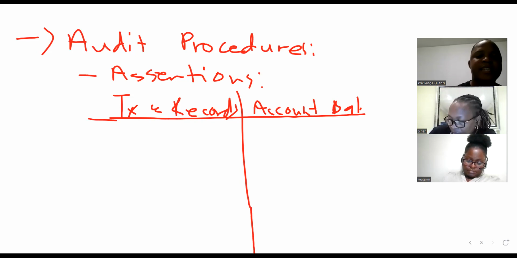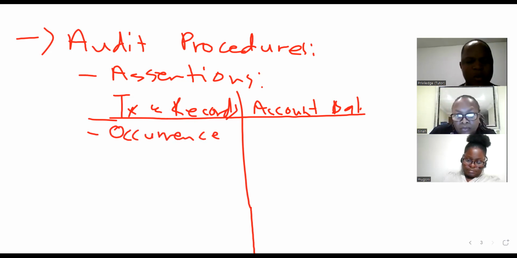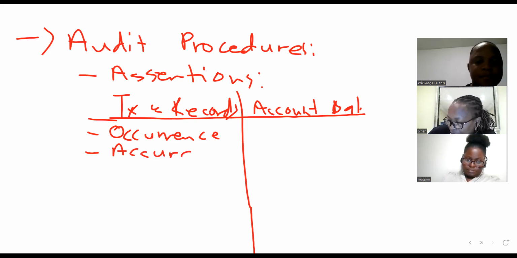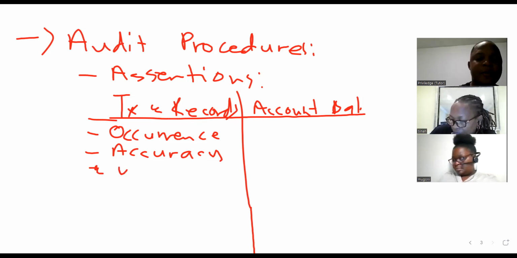When you're looking at transactions and records, one of the things you would test is occurrence. You want to check whether the transaction occurred. Number two is to check for accuracy of the transaction. It's actually accuracy and valuation.